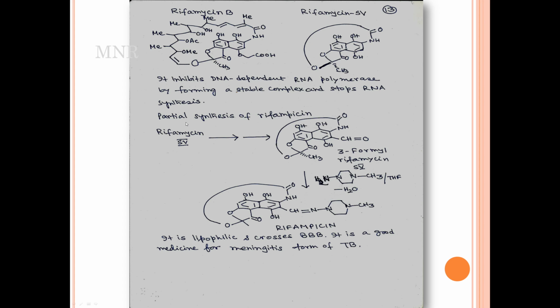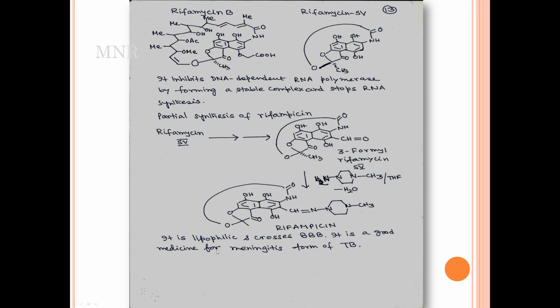So this is the partial synthesis of rifampicin. Rifamycin SV is available in nature, and this will be converted into, see, this is the same, the only thing is here at the third position, we prepare by introducing one aldehyde group, giving 3-formyl rifamycin SV. Now this formyl group will undergo condensation with some cyclic hydrazine, a pyrazine type, where the ring nitrogen is attached with the NH2 and water elimination happens. So this is the rifampicin.